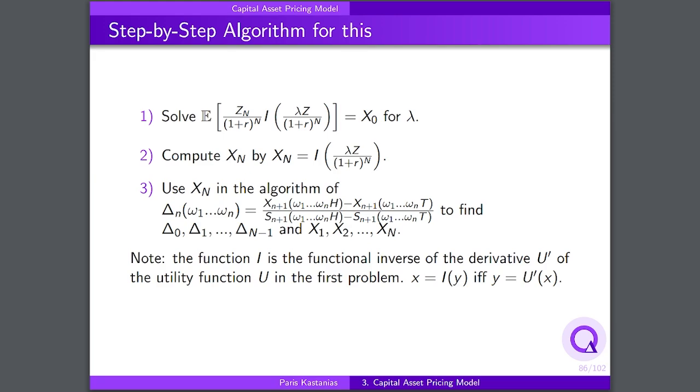So a step-by-step way to do this is to first solve for the expected value, this thing here, for lambda, then compute xn by substituting lambda back into this, and use the xn in the algorithm of the deltas to find each of the deltas and each of the xn's, x1, x2, up to xn.